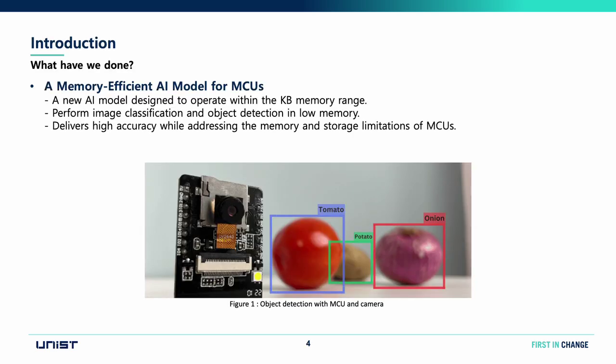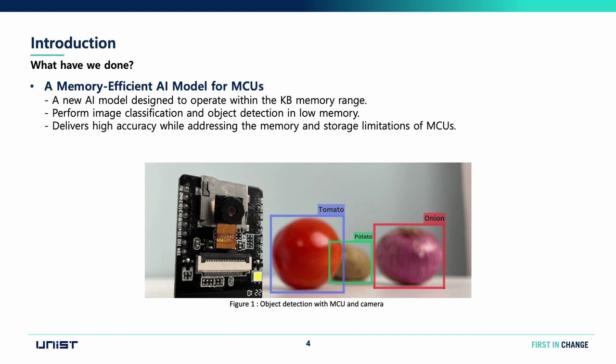We have developed a memory-efficient AI model specifically optimized for microcontroller units, short for MCU. This model is designed to operate entirely within the kilobyte memory range, making it highly suitable for devices with severe resource constraints. It will be applicable on drones, surveillance cameras, IoT devices, etc. Our AI model is capable of performing tasks such as image classification and object detection.